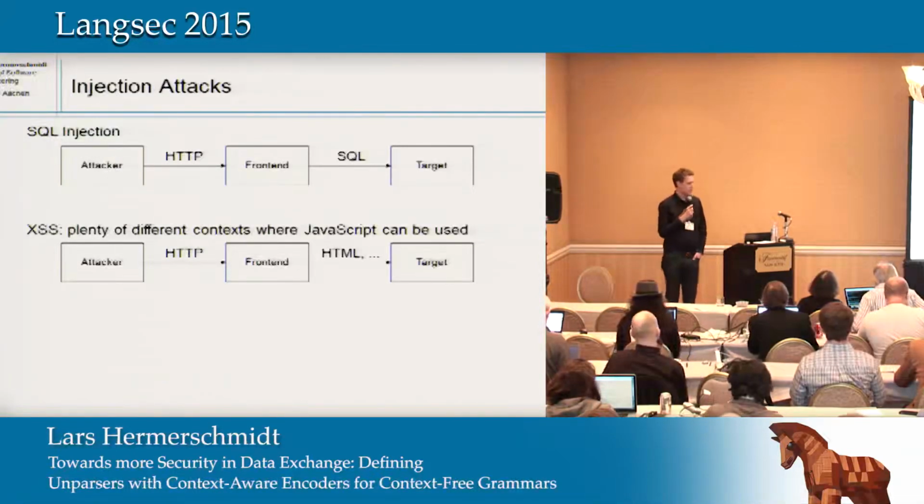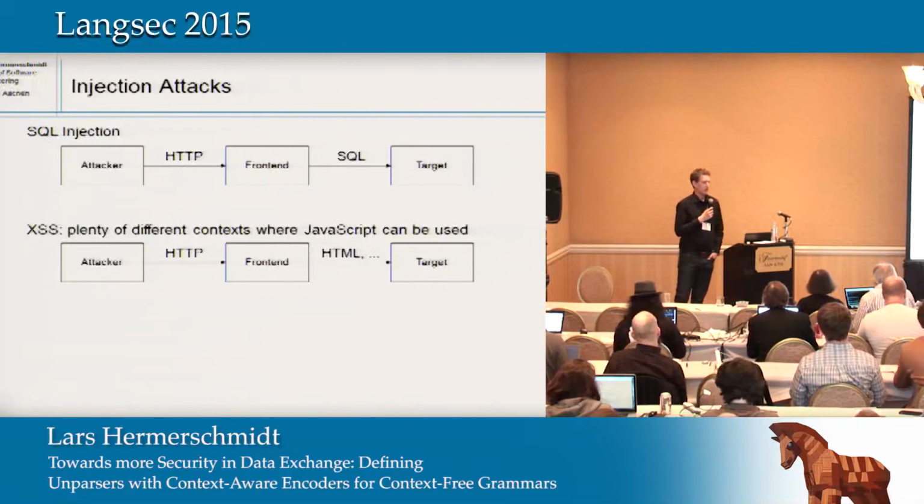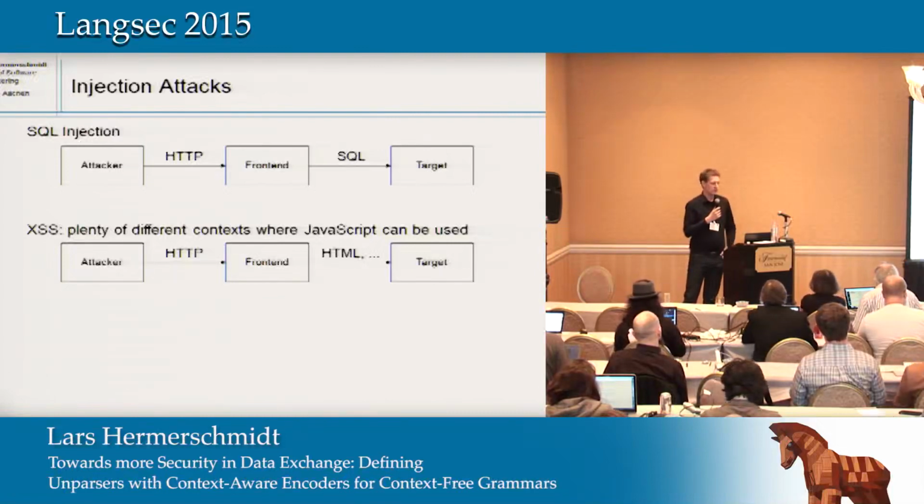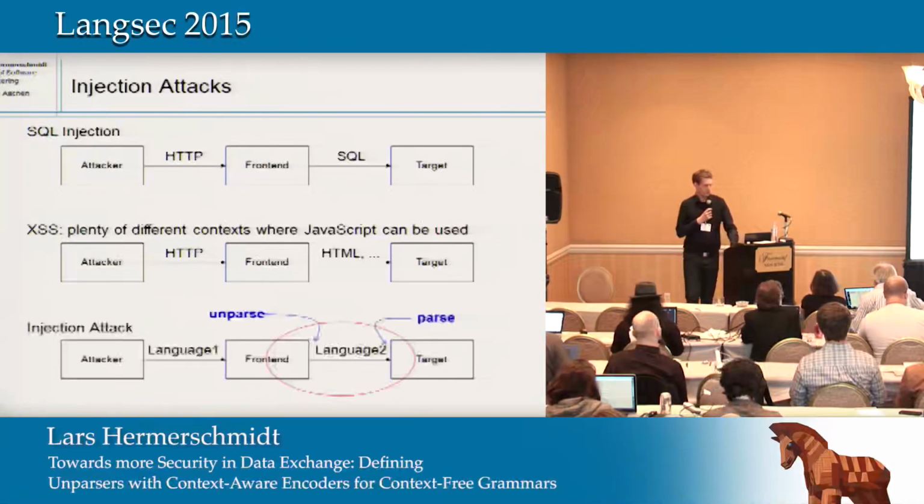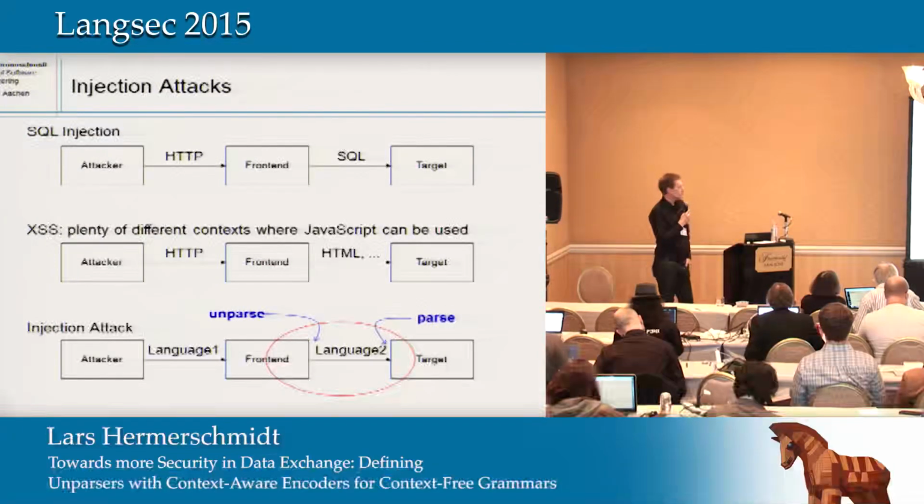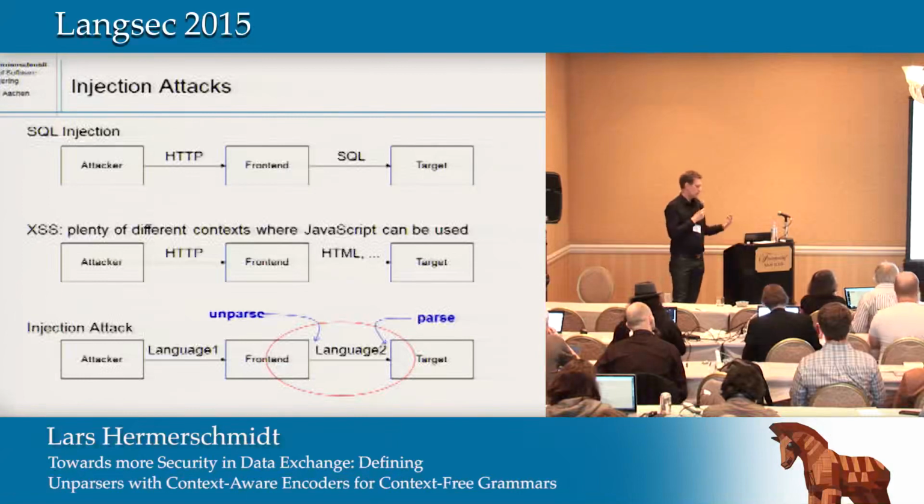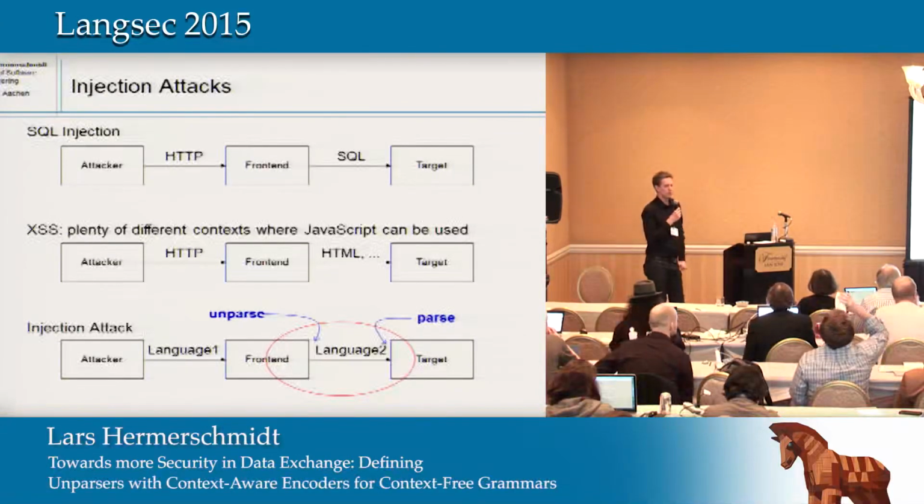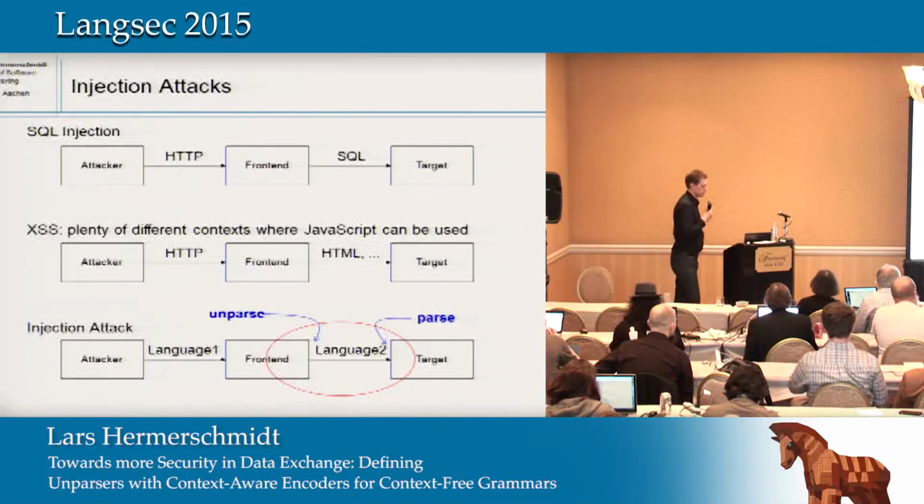As you all might know, cross-site scripting and SQL injection are problems where an attacker puts some malformed input into a front end and then manipulates some other language which is generated from this front end. So basically, what to abstract from this, these are injection attacks, and to generalize these, the front end needs to unparse into some language in order to talk to some kind of backend. So this is the usual setup where you always find these injection attacks.